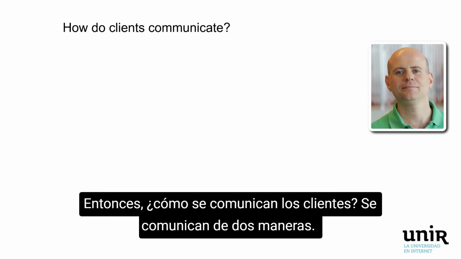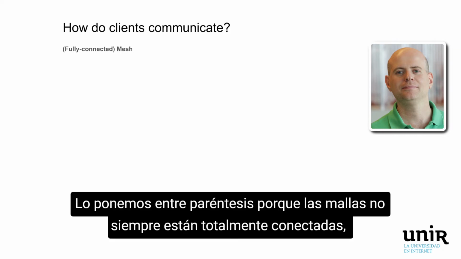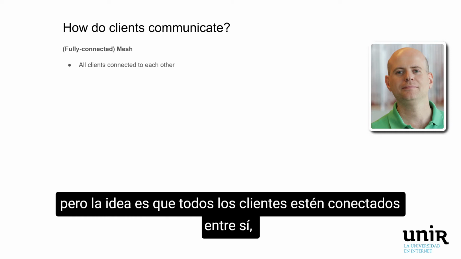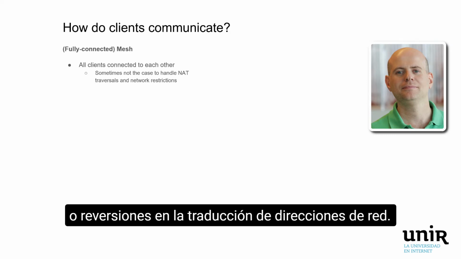So how do clients communicate? They communicate in two ways. One is the fully connected mesh. It's in parentheses because meshes are not always fully connected, but the idea is all clients are connected to each other except when it is not possible due to network restrictions or network address translation traversals.